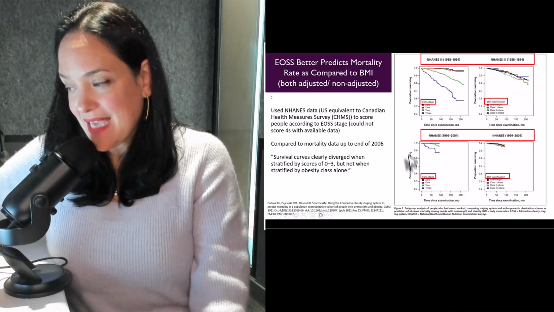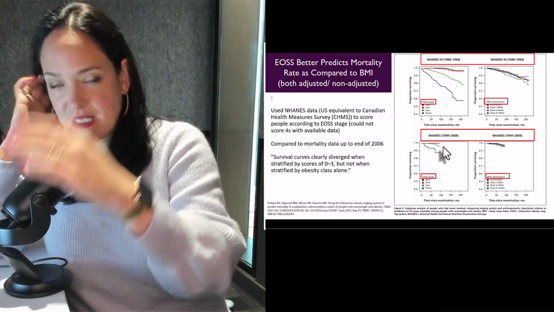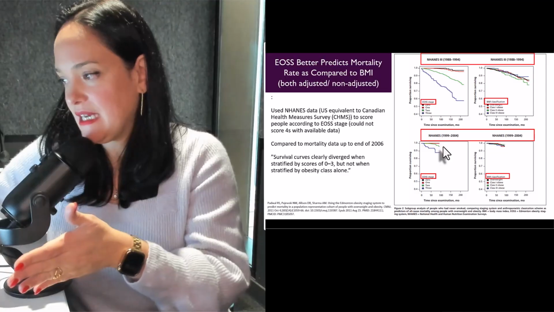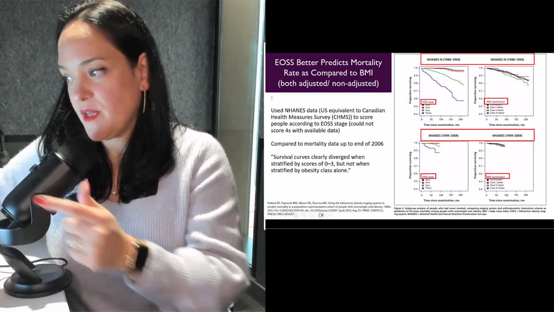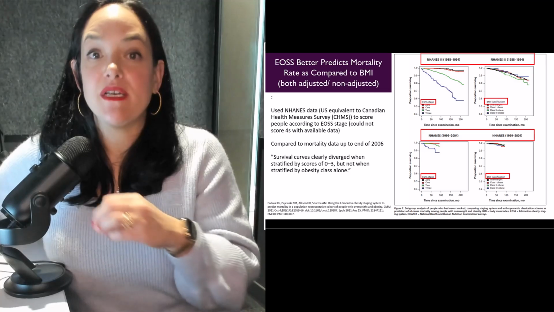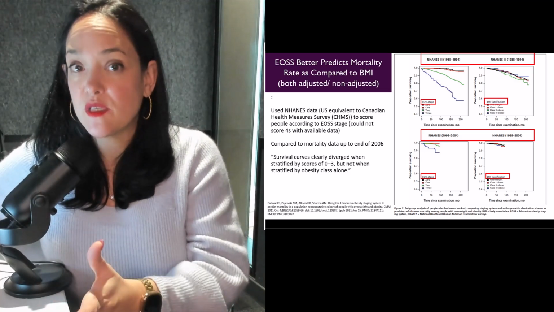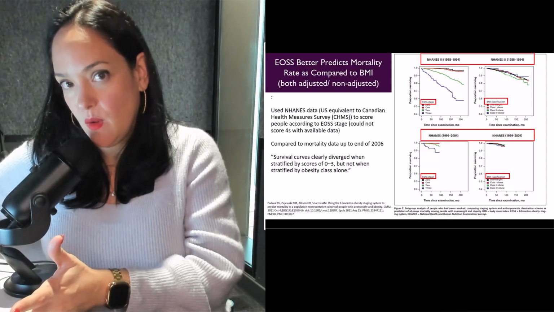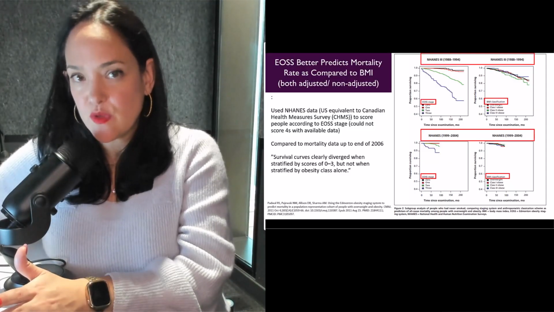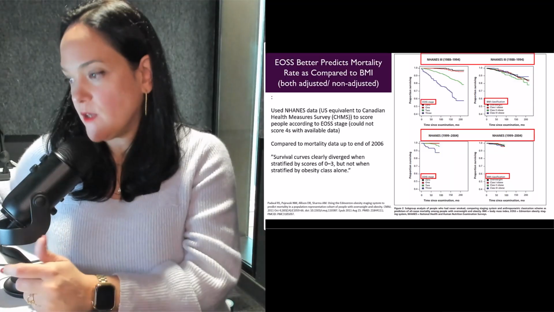And we saw the same kind of thing, although there was a shorter time period between this data set and when mortality was assessed. We saw the same from the 1999 to 2004 cycle. So the main take-home message is that the Edmonton Obesity Staging System is a better mortality risk predictor than BMI alone. Although I'm not presenting data on this, it's also better at predicting development of heart disease as well.